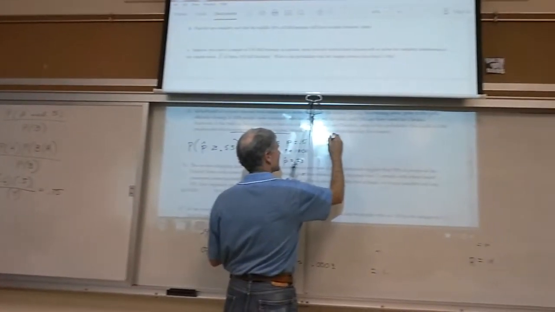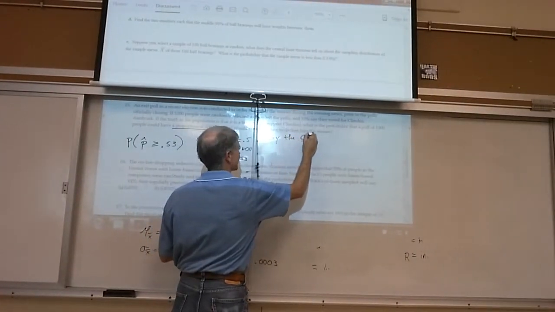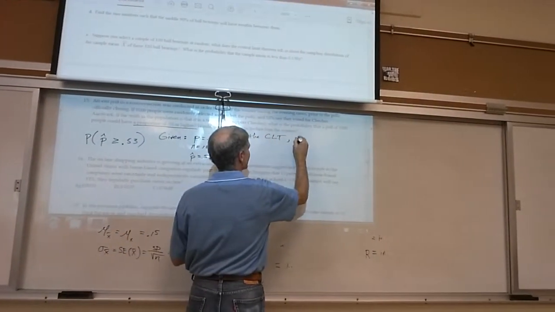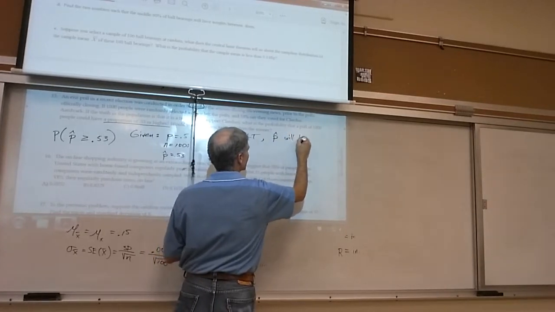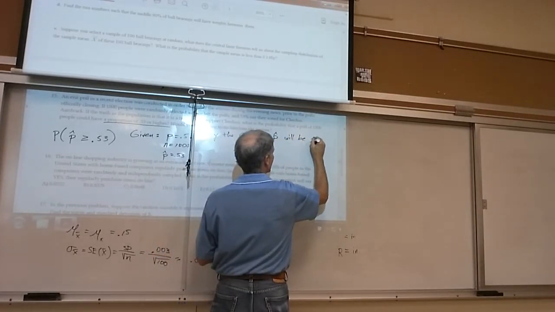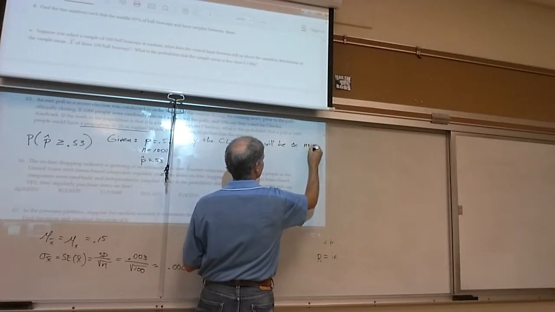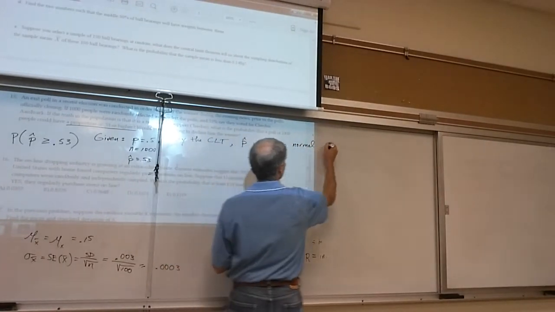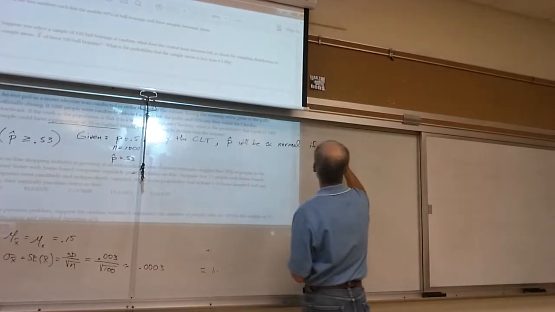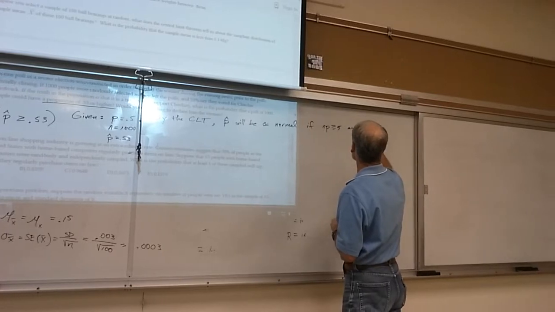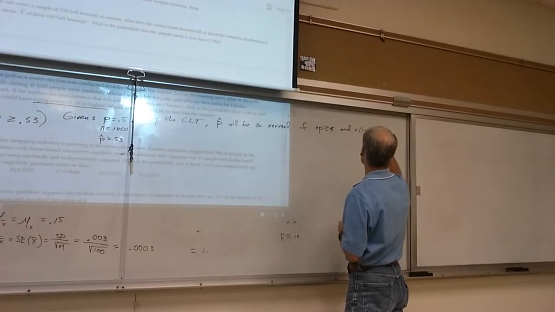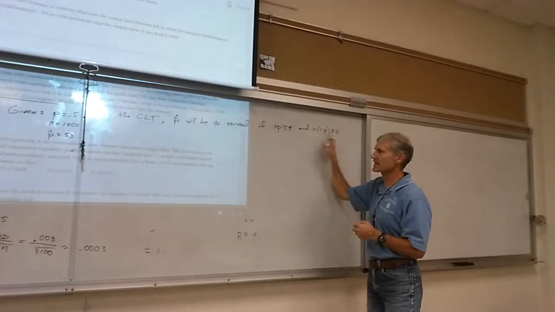So by the CLT, p hat will be approximately normal if np is greater than or equal to 5 and n times 1 minus p is greater than or equal to 5. Is that condition met?